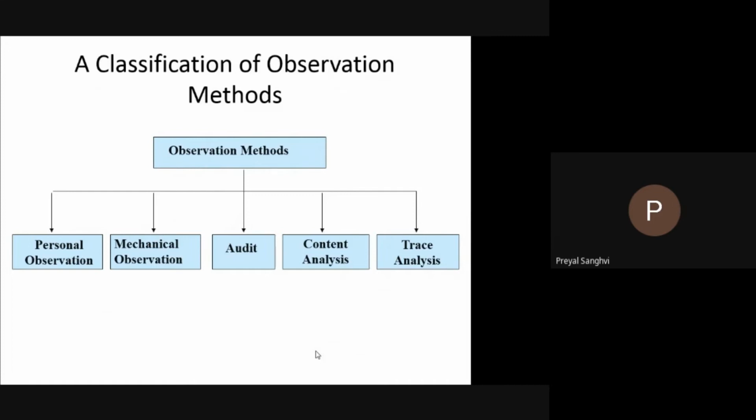If we talk about trace analysis, the meaning of trace is that we observe the mark, we observe the evidence, and based upon that we try to understand. So the example is, let's say two cars are there. One car has a lot of dust and mud on it, and the other car has no marks at all. It is very clean, absolutely spotless.